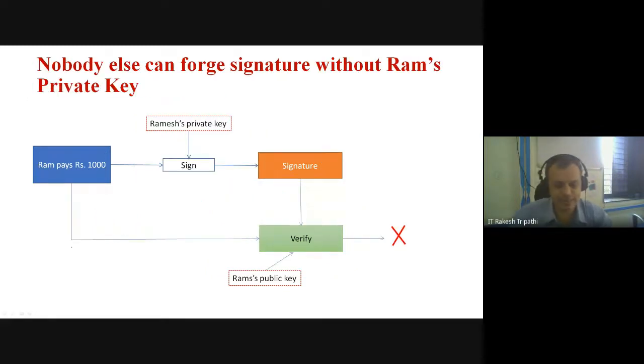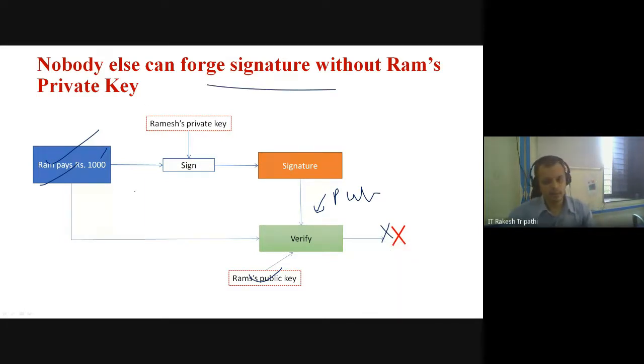And nobody else can forge the signature. Given this and given the public key of Ram, nobody can. So this is Ram's public key and 1000. Nobody can change this and forge. It is not possible. Nobody else can forge the signature without Ram's private key. You are getting the point of what I'm telling?